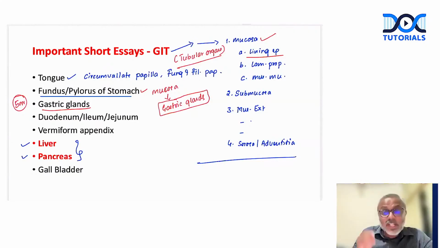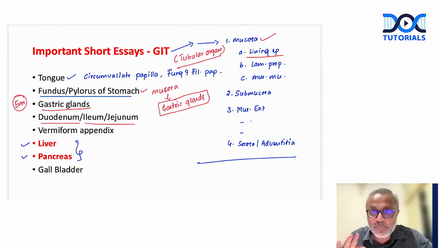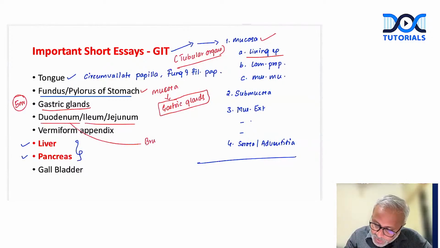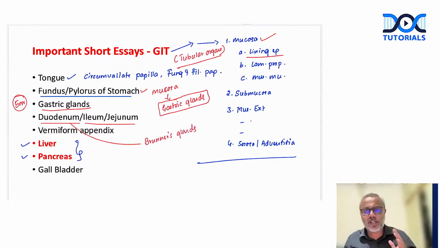Then the next important question can come from the duodenum, ileum or jejunum. All of these are again 5 markers. In duodenum, you can also get a question on the Brunner's glands. So what are Brunner's glands? Where are they located? What is its function?